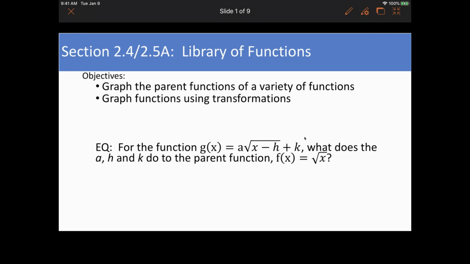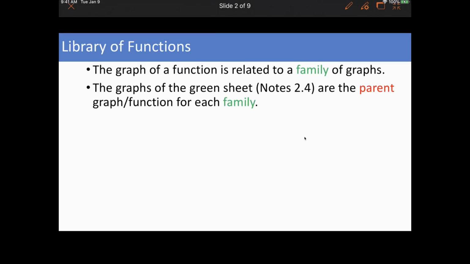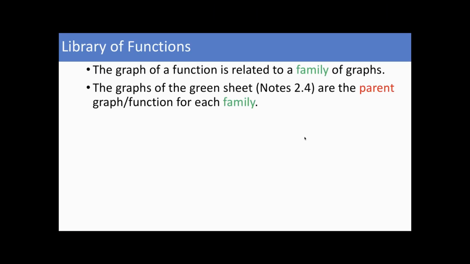Hello. So our lesson today is a library of functions. And we're also going to talk about transformations. Don't forget to enter the EQ at the end. All right, library of functions.